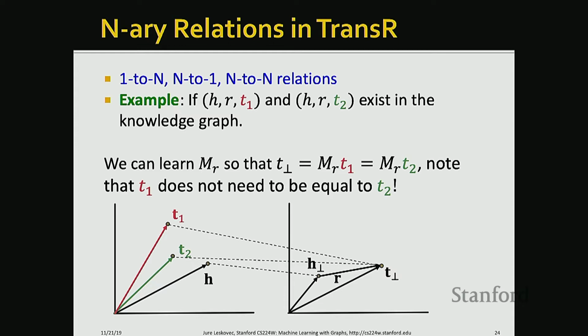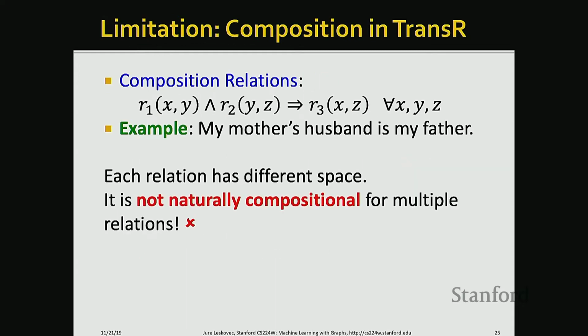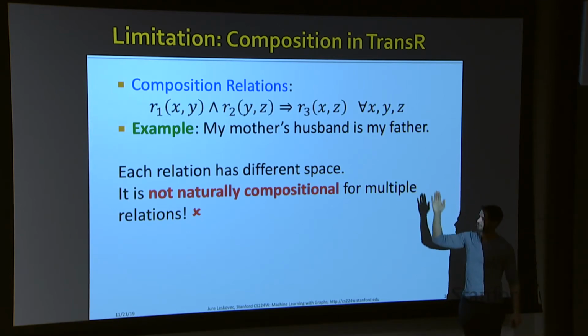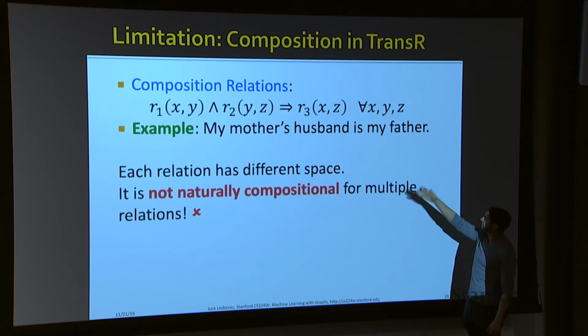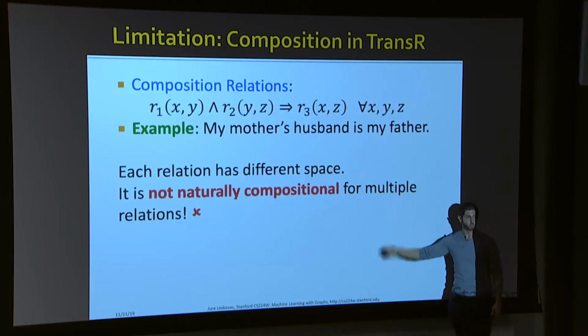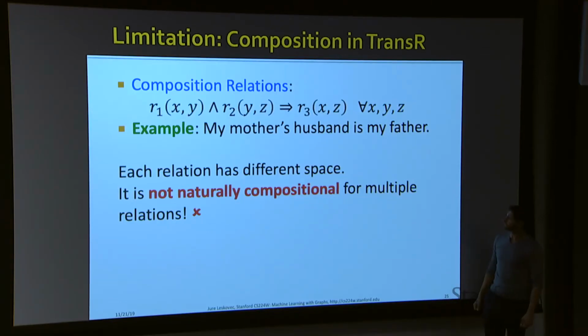We can also work correctly with N-ary relations, but unfortunately, it's not going to support compositionality. The reason is quite intuitive here. For instance, the mother relation is in a certain embedding space, and the husband relation is going to be in a separate embedding space. We're not going to be able to just sum together these two relations and concatenate them. So basically, there is no natural compositionality for multiple relations in TransR.